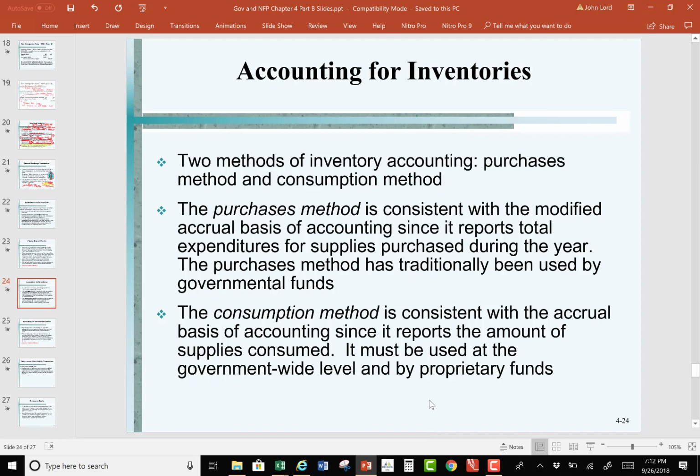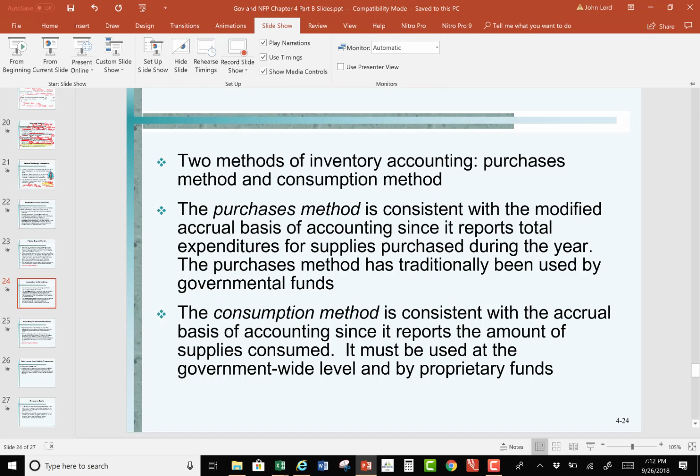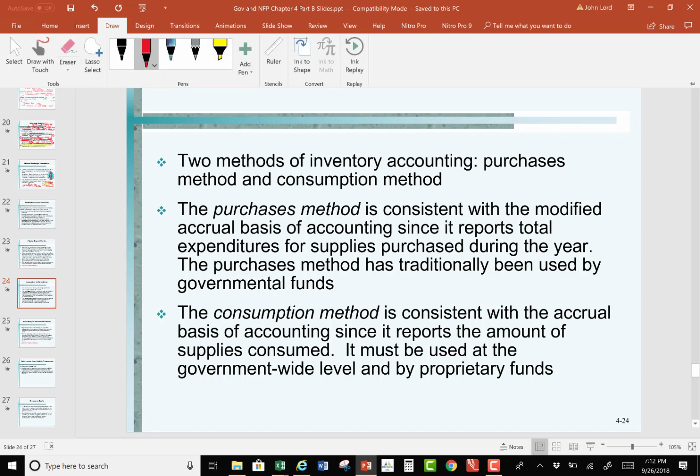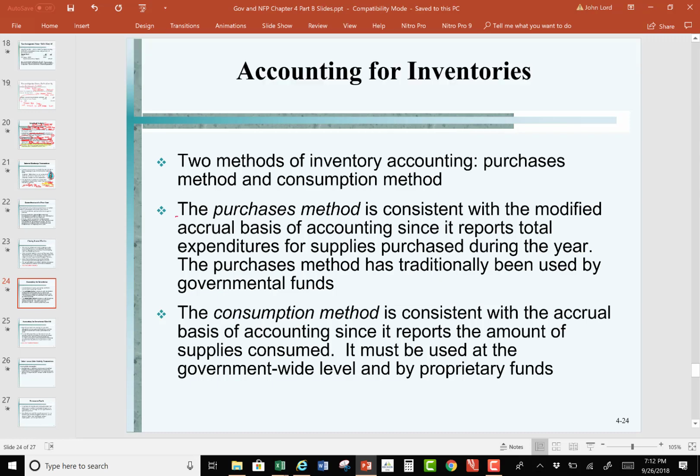Okay, and we are going to talk about accounting for inventories for this government. Now, for government accounting, for our governmental funds is what I'm trying to say. Now, is inventory a current asset? Yes, it is. And so we're going to have to make sure that we show inventory on our balance sheet.